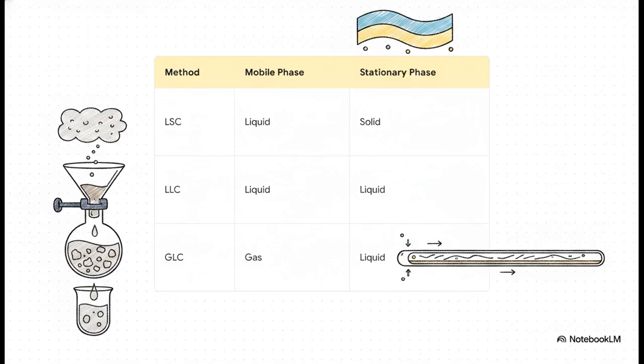Next is liquid-liquid chromatography. Here, an inert support immobilizes a liquid stationary phase, and the separation process is based on the partition of the analyte between the two liquid phases at their interface. And finally, gas-liquid chromatography. The mobile phase here is a gas, and the liquid stationary phase is typically immobilized on the inner surface of capillary columns.